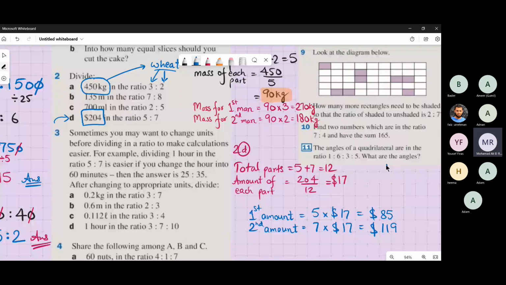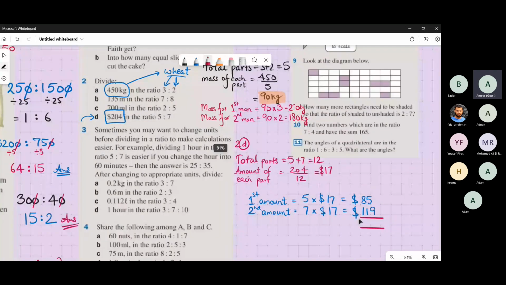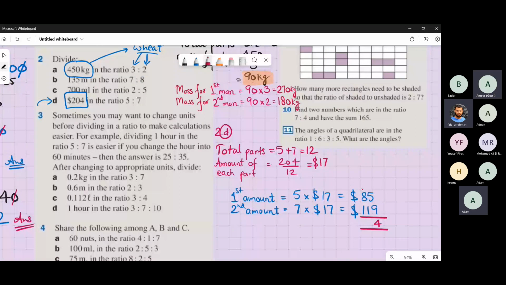Okay, easy. So this is the answer. And to check your answer, just add these two amounts. What are you getting? Add them and you will get 204. So it's correct. If you are not getting 204, you need to recheck your answer.